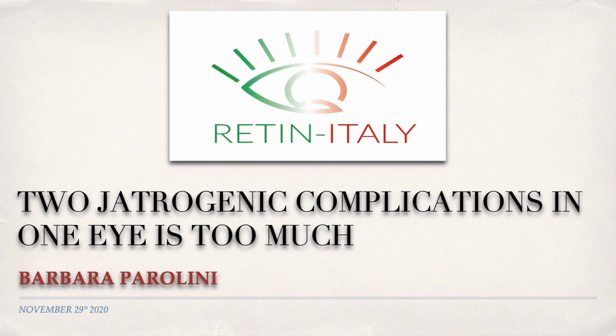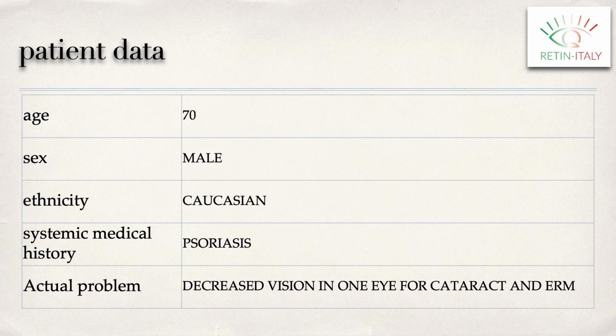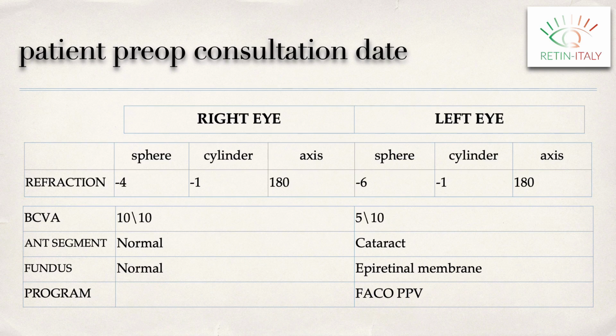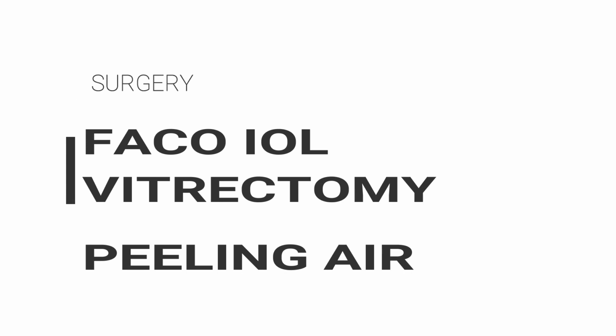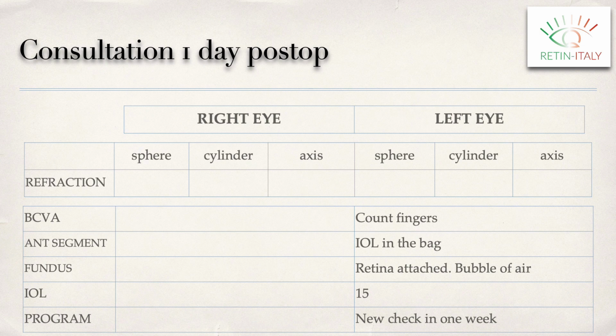I present you a very particular case of two complications in one patient. A patient 70 years old, male with cataract and epiretinal membrane. Vision was 5/10 in the right eye. You can see the membrane. And I performed surgery, phaco-IOL vitrectomy, peeling and air.